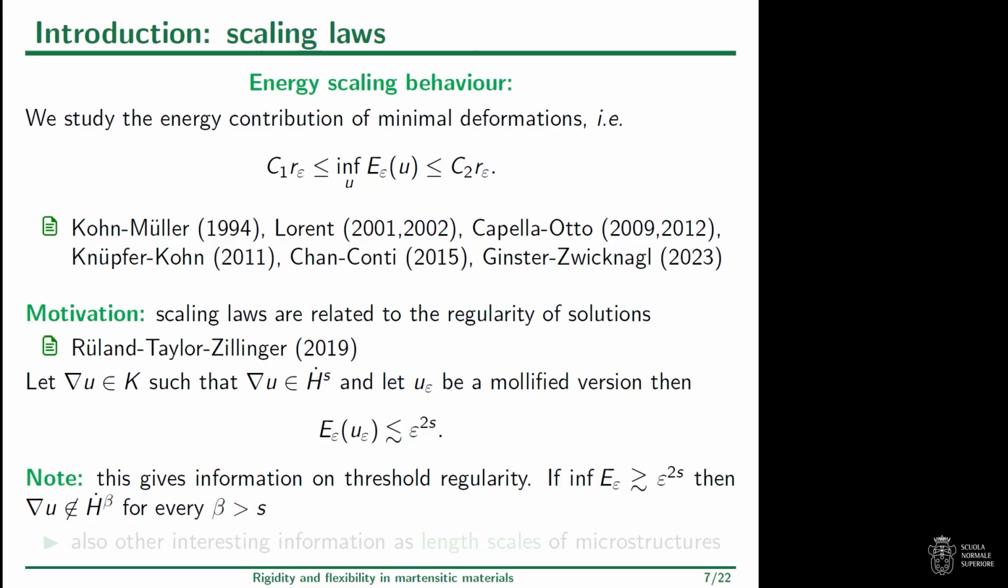Okay, here H^s is in the sense of fractional Sobolev regularity. So somehow this is saying that if you have a lower bound, then you have an upper bound on the threshold, so on the regularity of your differential inclusion. So this is one way to get information on the threshold regularity between rigidity and flexibility. You can also study the scaling behavior of the associated singularly perturbed energy.